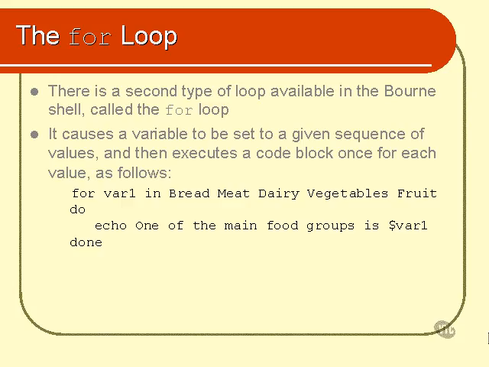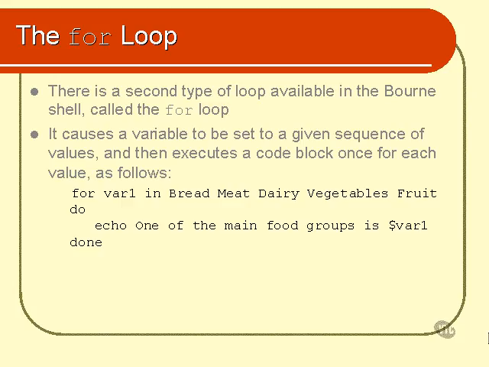And then you've got the do and done, which surround the code block. The code block can of course be as many lines of code as you like. And then you can echo out one of the main food groups is, in this case, var1, which would be, first time through the loop, bread, second time through it would be meat, and then dairy, and it would go through the loop exactly 5 times, and the 5th one would be fruit, and then it would finish. So it's actually a pretty simple construct. Notice the use of the word in there.